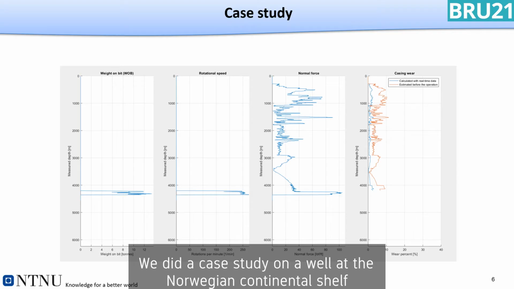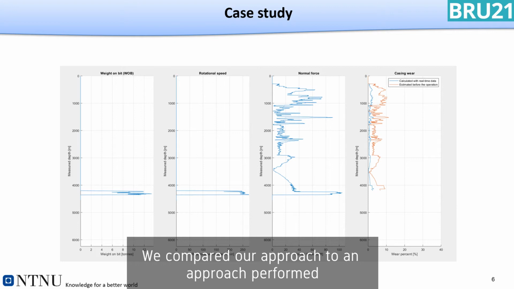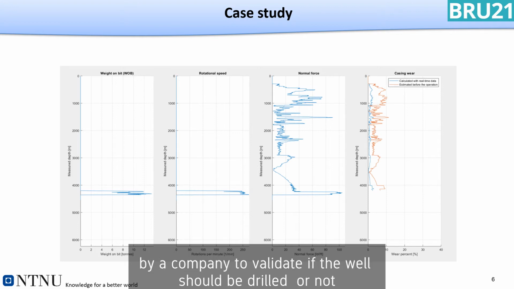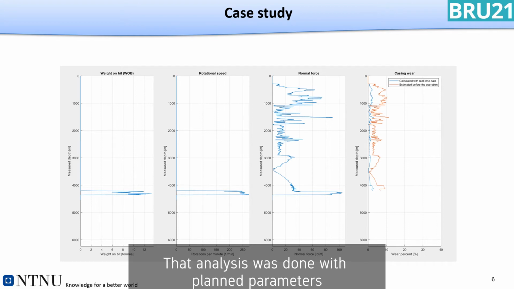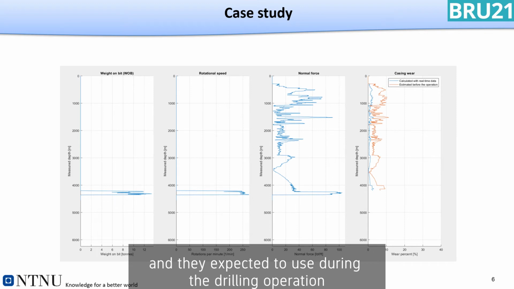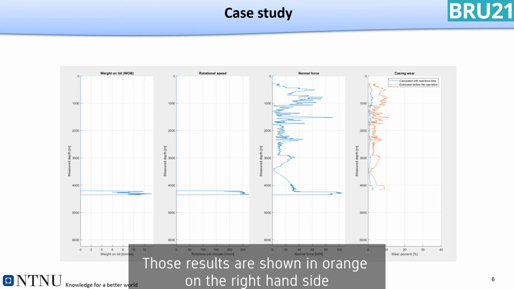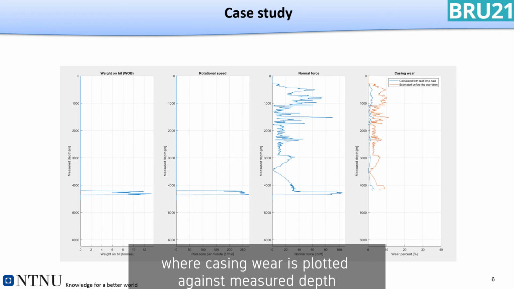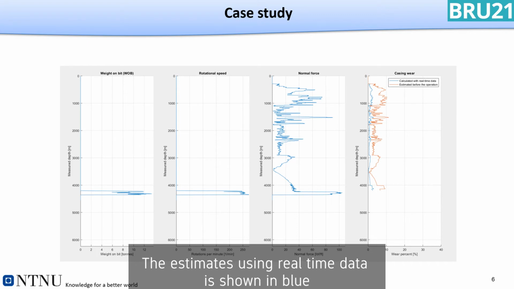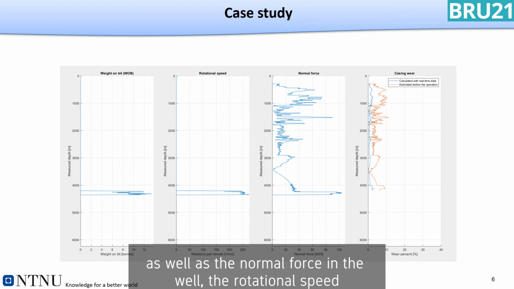So we did a case study on a well on the Norwegian continental shelf. We compared our approach to an approach performed by a company to validate if the well should be drilled or not. That analysis was done with planned parameters that they expected to use during the drilling operation. Those results are shown in orange on the right-hand side, where casing wear is plotted against measured depth. The estimates using real-time data is shown in blue, as well as the normal force in the well, the rotational speed, and the weight on bit.